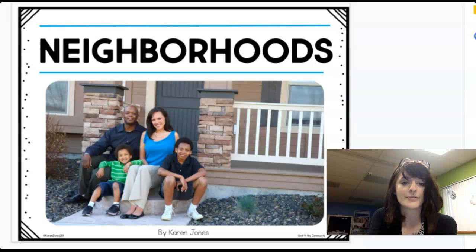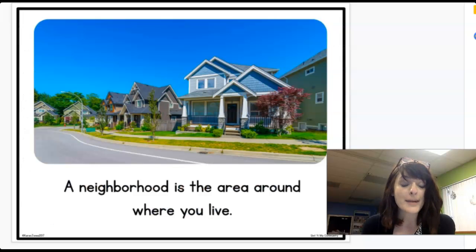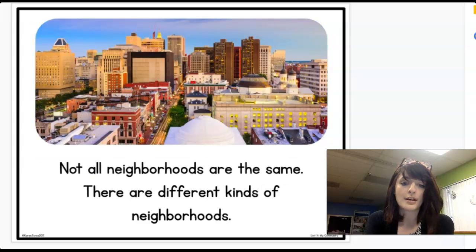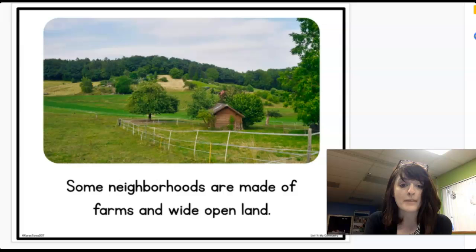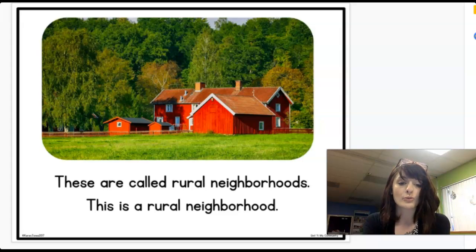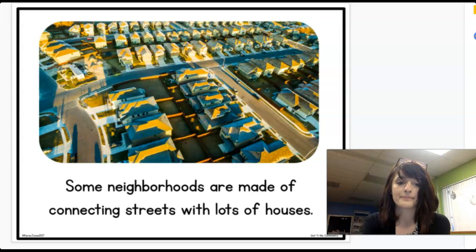Neighborhoods by Karen Jones. A neighborhood is an area around where you live. Not all neighborhoods are the same, and there are different kinds of neighborhoods. As you can see, this one is in a city. Some neighborhoods are made of farms and wide open land with lots of spaces between the houses. These are called rural neighborhoods. This is a rural neighborhood. You can see there's a lot of space around the house and it's on a farm.